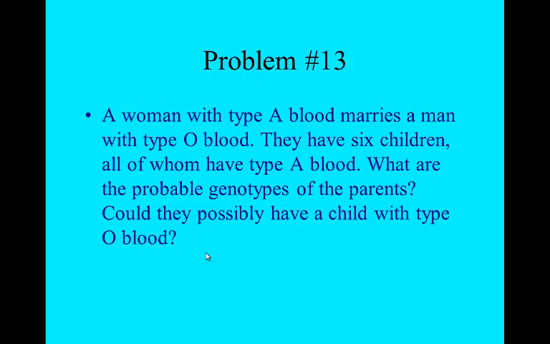Here's another one. A woman with type A blood marries a man with type O. They have 6 children, all of whom have type A blood. In that condition, you assume that she's homozygous. In all likelihood, after 6 kids, if she was heterozygous, if she was AO, you would have expected at least one O kid to show up. So in all probability, she is AA, and the parent who is type O is OO. Could they have a child with type O? Again, it's unlikely, but if the mother is heterozygous, it is possible for them to have a kid who has type O.